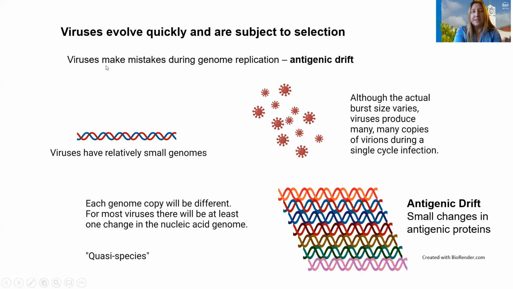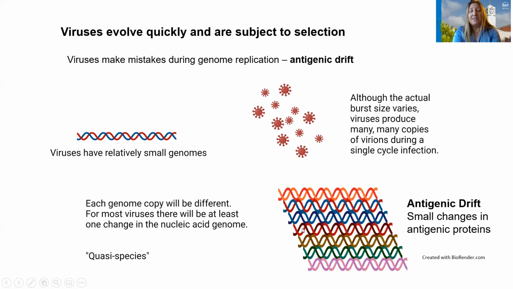And so viruses make mistakes during genome replication. These changes are referred to as antigenic drift and are thought to be small changes, and they're due to errors during replication. So viruses have relatively small genomes, but they make relatively large quantities of progeny, and therefore they're replicating their genome to an abundant level.